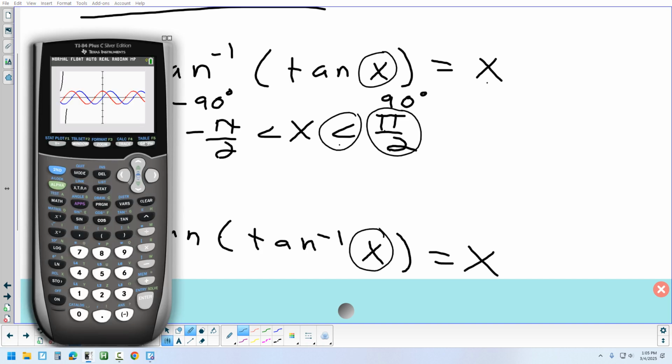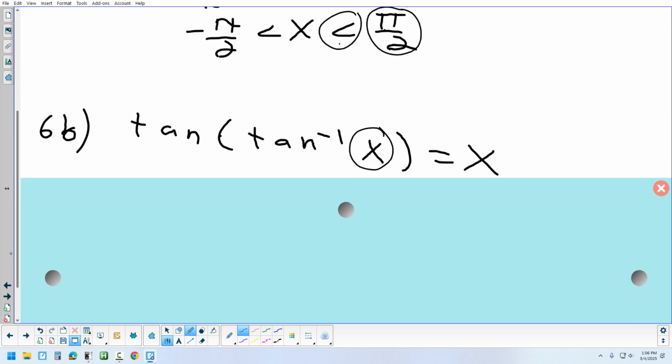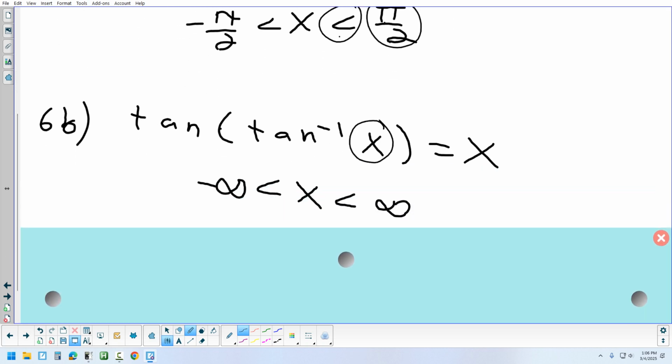So if we look at tangent, there's definitely a pattern to it. It does repeat, like the blue and the red wave. It goes up and down forever. So what do you think that means this number can be between? Infinity and negative infinity, yeah. So what that basically means is formula 6b works all of the time. You can't find a number that wouldn't work, as long as you plug in a number.